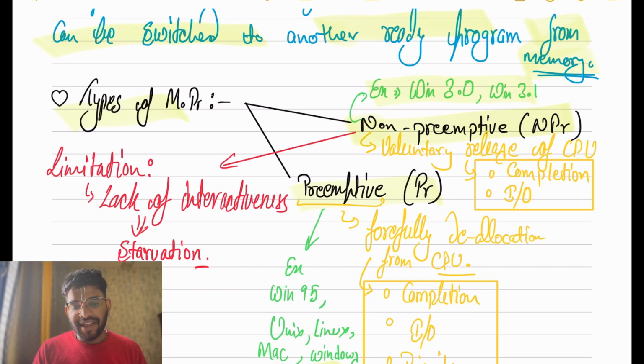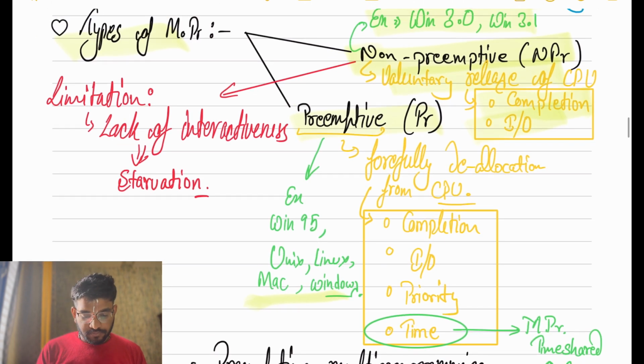Voluntary release only happens during completion or when the process has gone for IO. While in non-preemptive scheduling, the limitation is a lack of interactiveness, which leads to starvation.